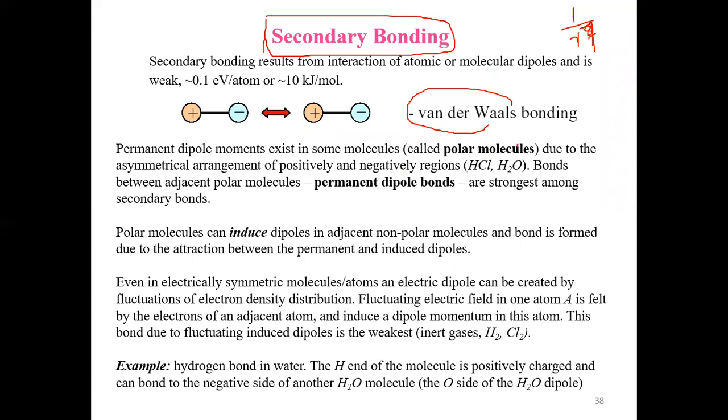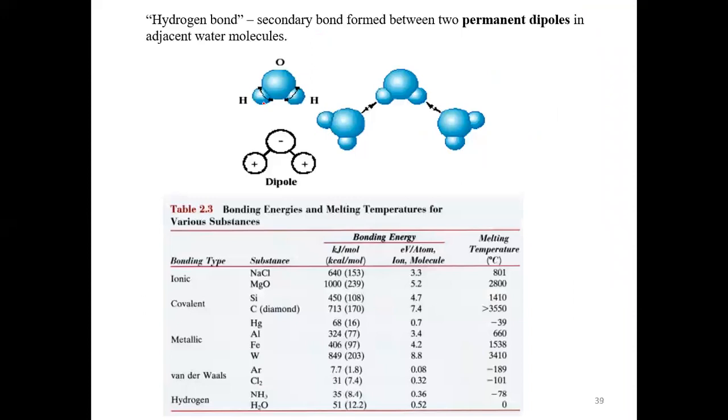Now, what is a polar molecule? A polar molecule is a molecule which has got a permanent dipole moment. For example, the H2O molecule, the water molecule, is a polar molecule, because water molecules are constructed with 2 hydrogen atoms in this configuration, and then 1 oxygen atom.